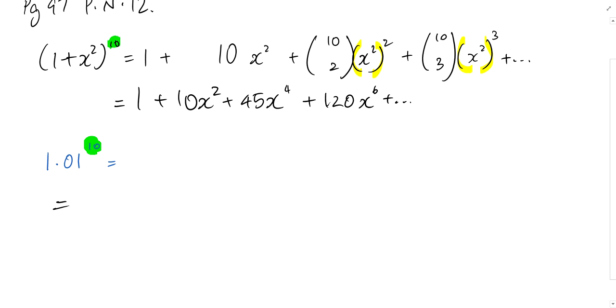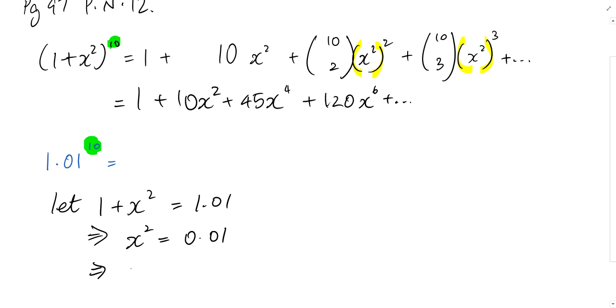They are trying to tell you that 1 plus x squared should be equated to 1.01. So you say, let 1 plus x squared be 1.01, because once we manage to do that, I can make use of my binomial expansion, which I'll show you later, to get an estimate of the value of 1.01 to the power of 10. Now that we let 1 plus x squared be 1.01, can you tell me what x squared is supposed to be? If x squared is 0.01, what is x going to be? 0.1. Okay?